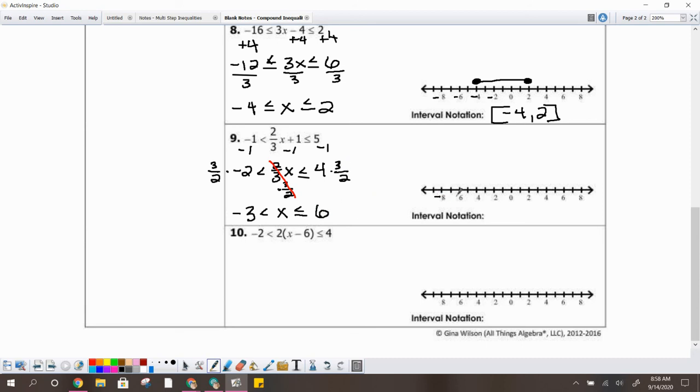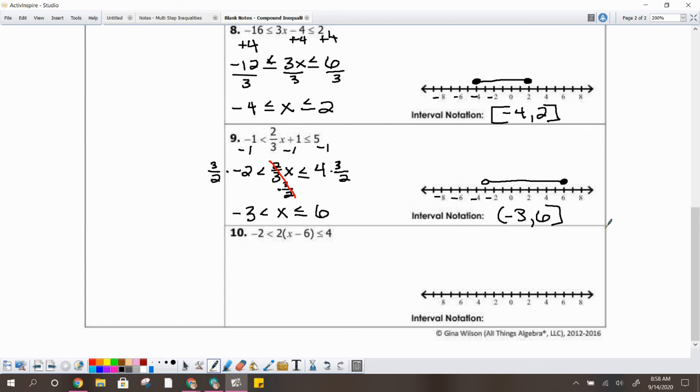So now I can go ahead and graph, because I have that as simplified as I need it. -3 is an open circle because of this sign. And then 6 is a closed circle because of this sign. And then draw my line to connect them because it's everything in between. And then for my interval notation, I've got -3 and I've got 6. Open circle means parentheses. Closed circle means a bracket.